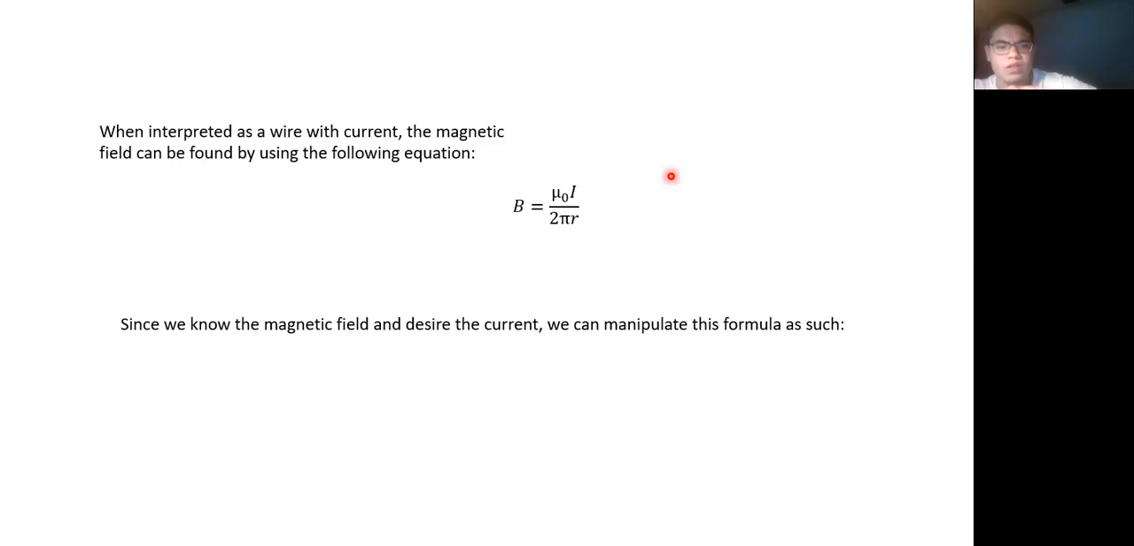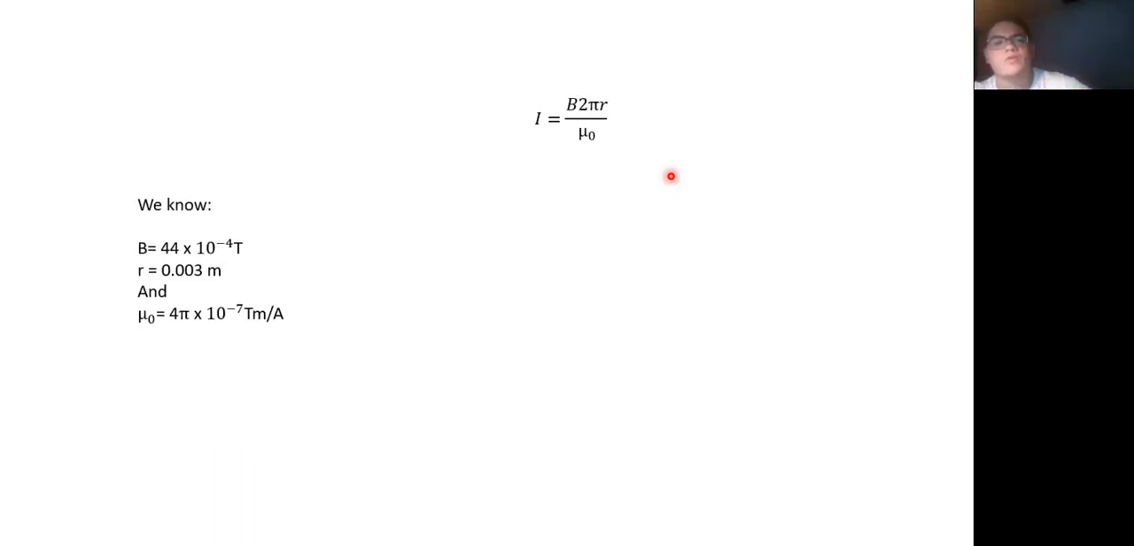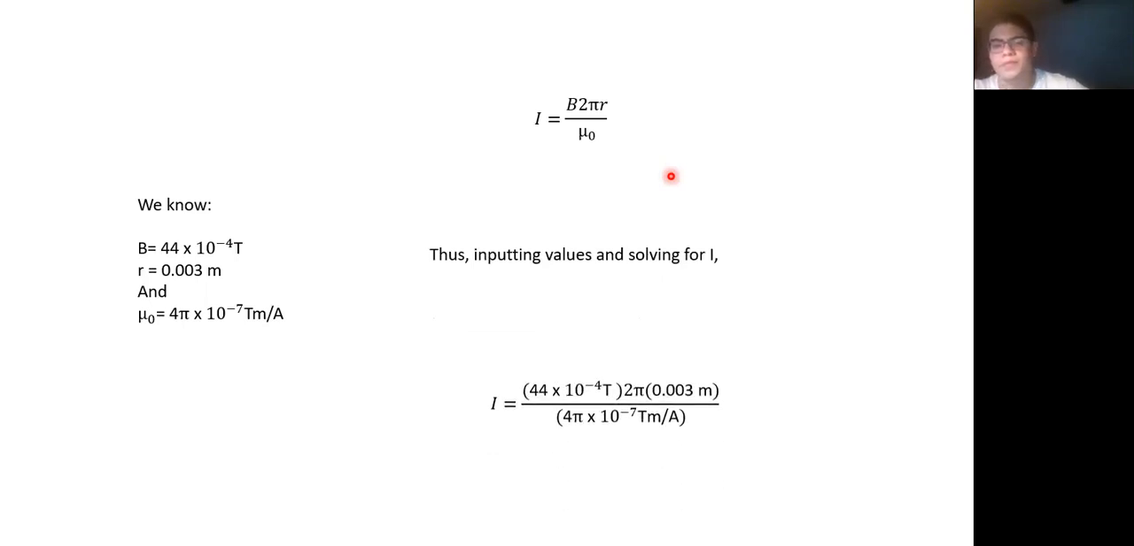And since we know the magnetic field and desire the current instead, we can manipulate the equation, and we'll be able to find the current instead. So the current would be the magnetic field times 2 pi r all over mu sub 0. We know the magnetic field, they gave that to us. We know the radius of the tube, which is really the point of observation there, and we also know mu sub 0. So we could input all of these values and solve for the current.